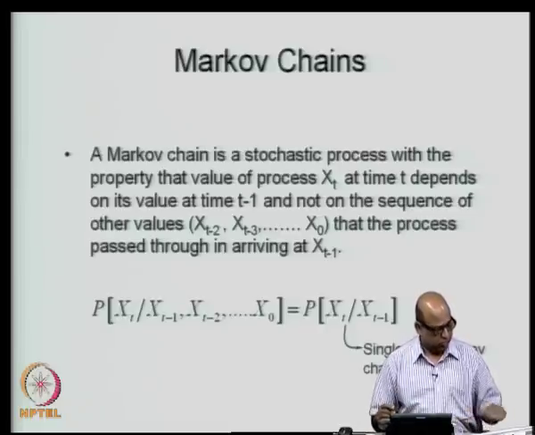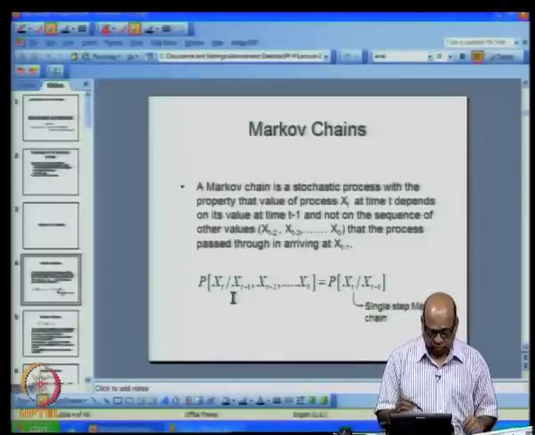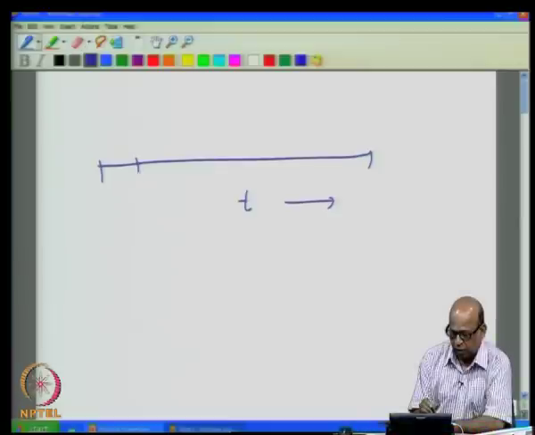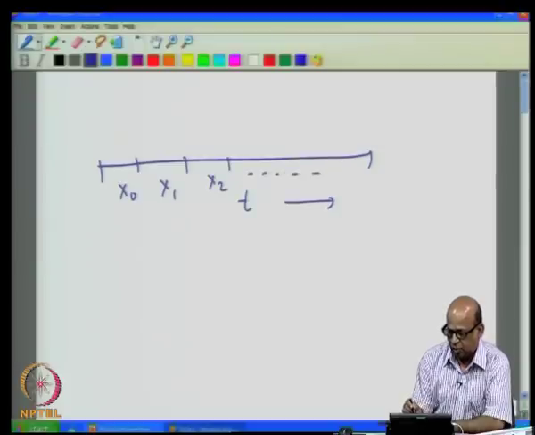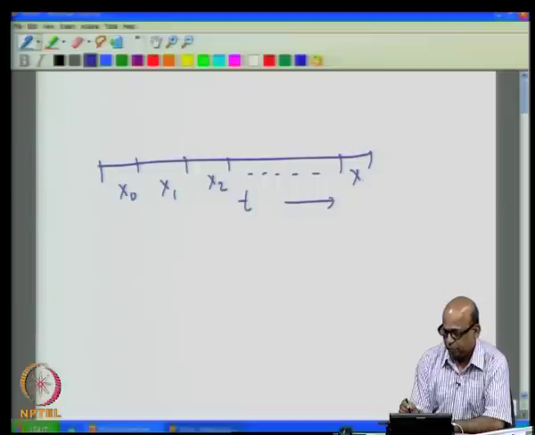Look at the example of, let us say, the monthly stream flow. Let us say we are looking at monthly stream flows, and then we have the stream flow sequence like this. This is the time scale t, and then we have x 0, we are progressing in this time, x 1, x 2, etc., and we have come to x t minus 1, and then we are looking at x t.